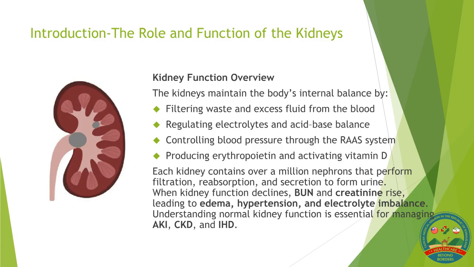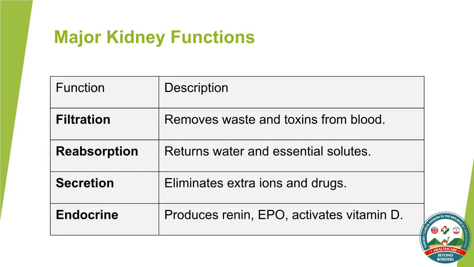When the kidneys don't work well, waste builds up, BUN and creatinine levels rise, and patients can develop swelling, high blood pressure, and electrolyte problems. So, understanding normal kidney function is the first step in caring for patients with AKI, CKD, and those on hemodialysis. The kidneys have four main jobs. They filter waste from the blood, reabsorb water and what the body needs, secrete extra ions and drugs, and through endocrine function, make hormones like renin, EPO, and activate vitamin D. All these keep the body balanced and healthy.